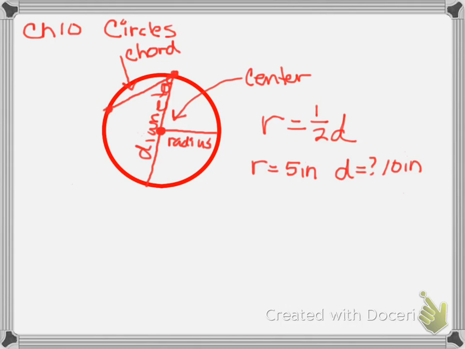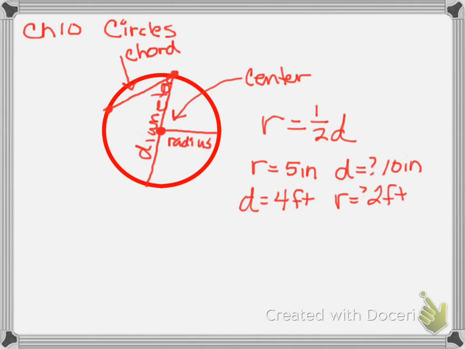Well, let's go the other way. Let's say that I had a diameter that was 4 feet. What would the radius be? 2 feet. So if you know one, you can easily find the other. You take a radius times 2 to get the diameter. You take a diameter divided by 2 to get the radius.